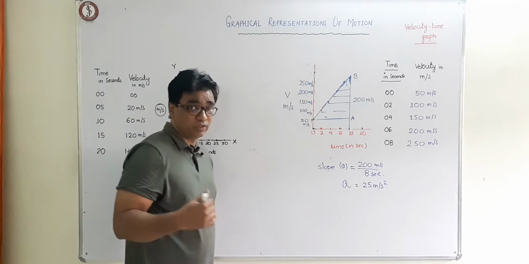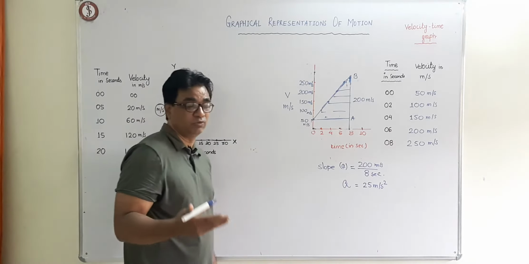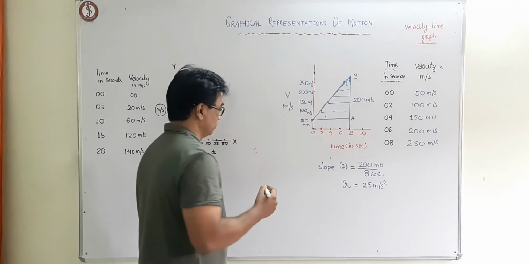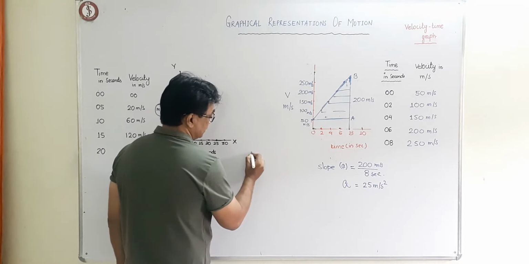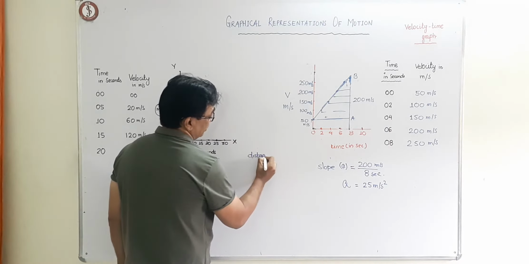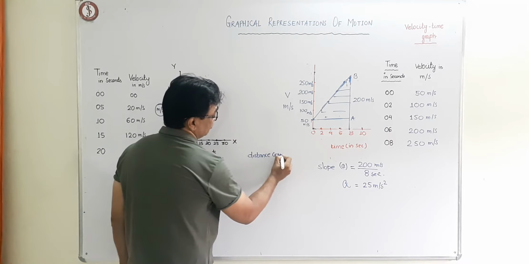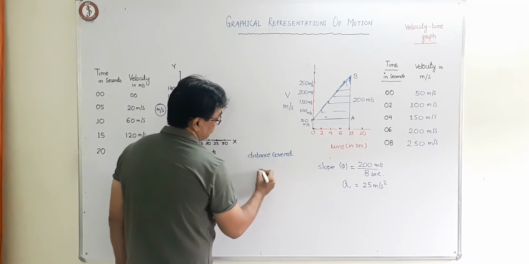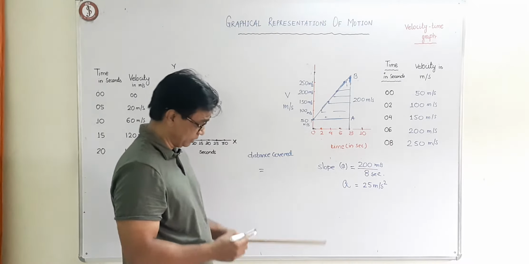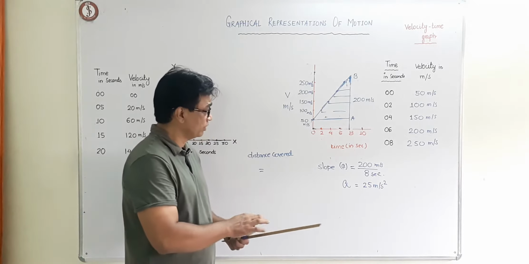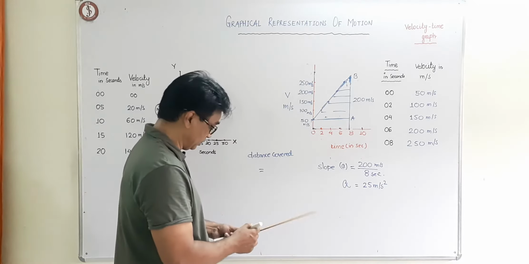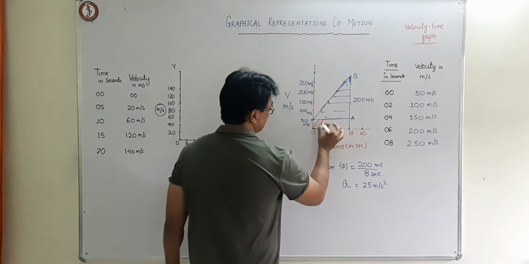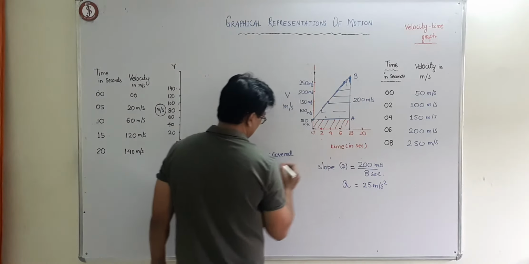And you know, when you get the area of this graph, you will know how much distance it has covered. So distance covered will be equal to the area of the graph. Now how do you find the area? You find the area here. There is a rectangle. So rectangle area is length into breadth.